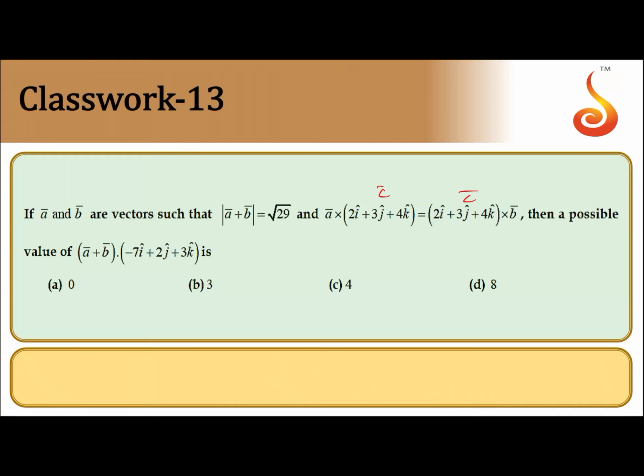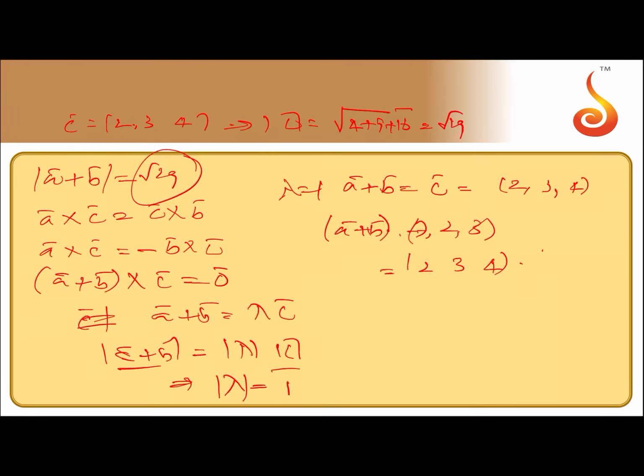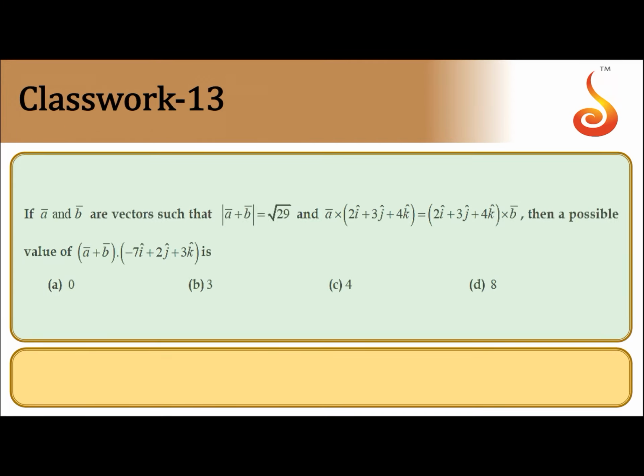Therefore, we are required to calculate A plus B dot product with minus 7, 2, 3. Without loss of generality, I would take lambda equal to 1, so A plus B is nothing but C vector, that is 2, 3, 4. Now 2, 3, 4 dot product with minus 7, 2, 3 is equal to minus 14 plus 6 plus 12, that is 18 minus 14, and you get the answer 4. So the answer is 4.